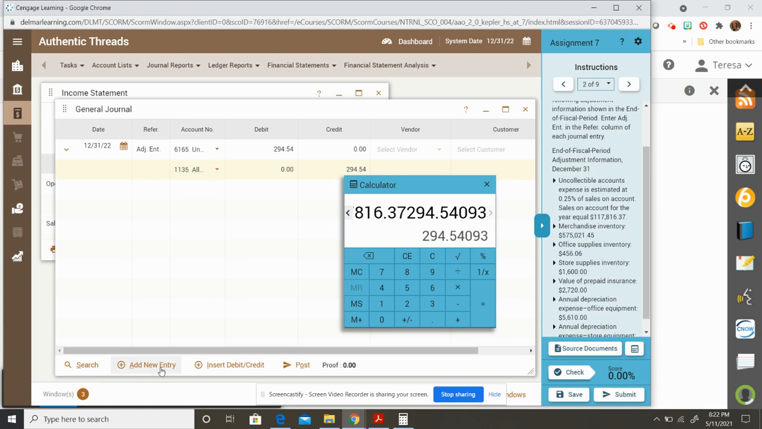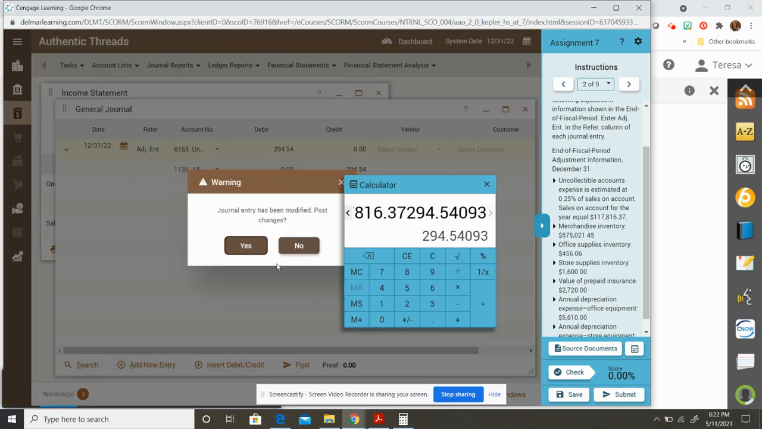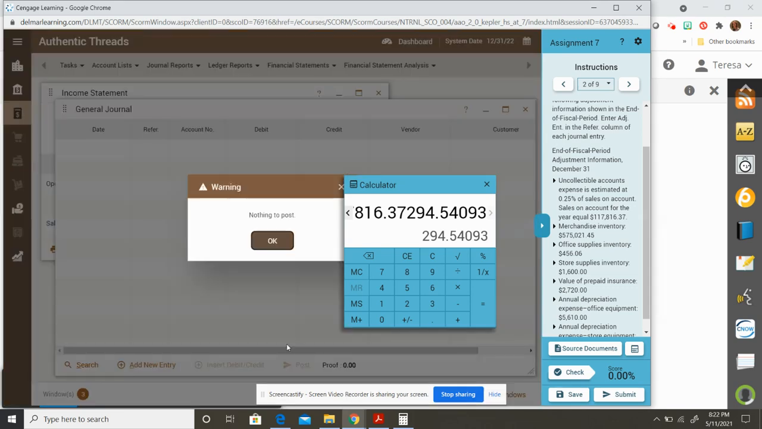Now, the next one, I will go through the process, but then it's going to be the same thing for supplies inventory, for office, store, and value of prepaid insurance. So we need to do an entry. I need to post.